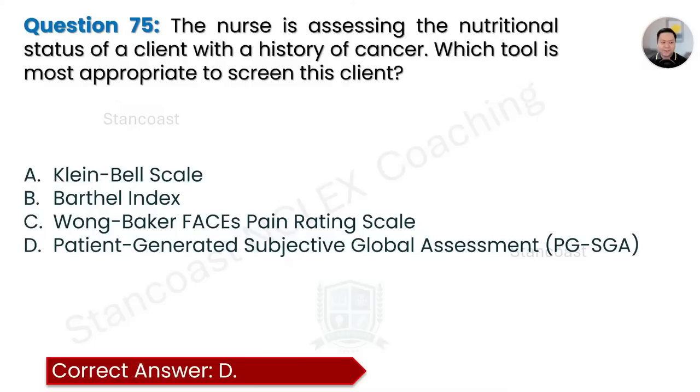So what is in letter A? The Klein-Bell scale evaluates performance in activities of daily living. It does not assess nutrition. For letter B, this is also incorrect because this is supposed to measure independence in ADLs and mobility, not nutritional status. Letter C is also incorrect because this is a pain rating scale that is used to assess pain levels, not nutritional status.